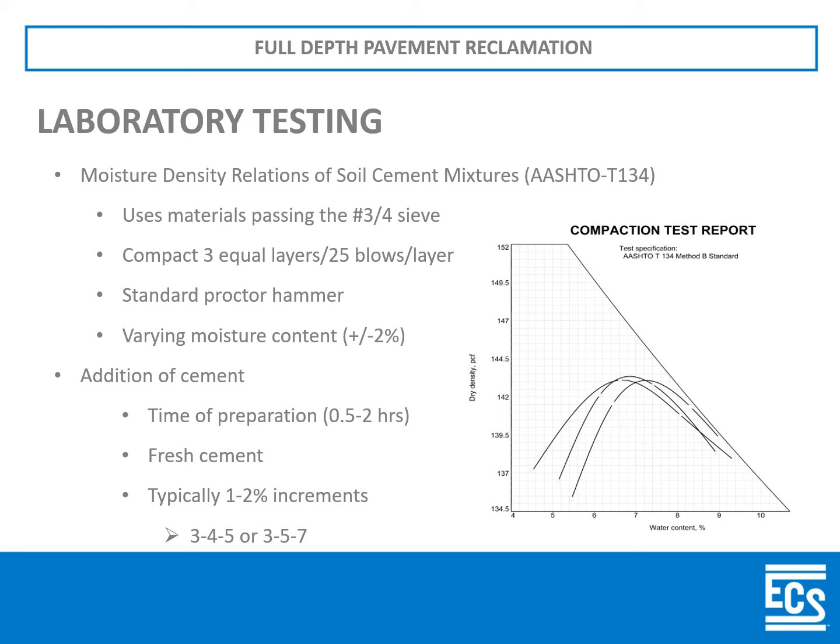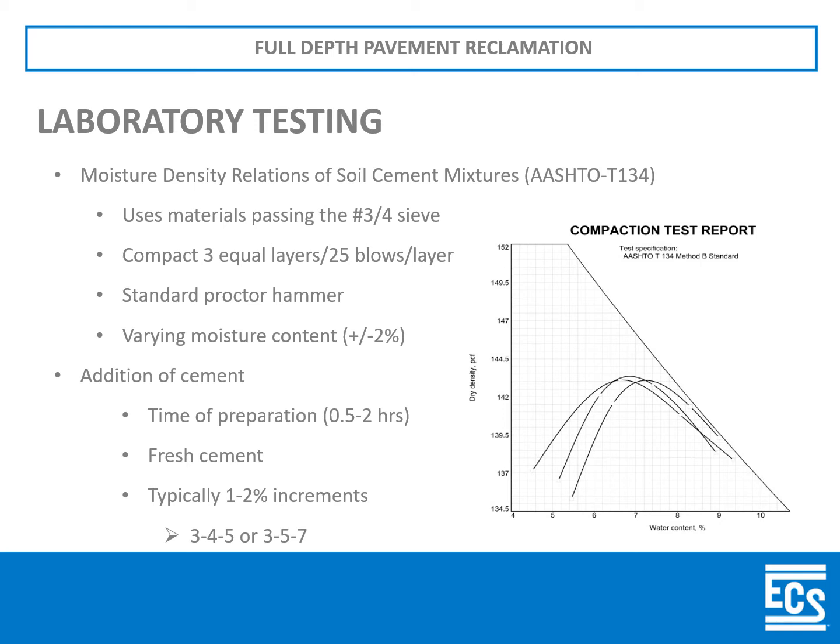But basically, it isn't much different than 3 equal layers, 25 blows per layer with the standard Proctor. And you're going to vary the moisture content plus or minus 2%. That's typical in any particular moisture density relation curve. You're going to add cement to the material. And it is important, there is a time of preparation. Anywhere from half hour to 2 hours, you want to make sure everything's blended.